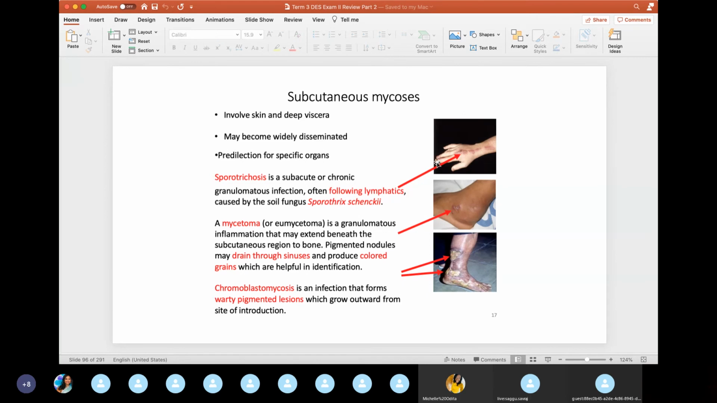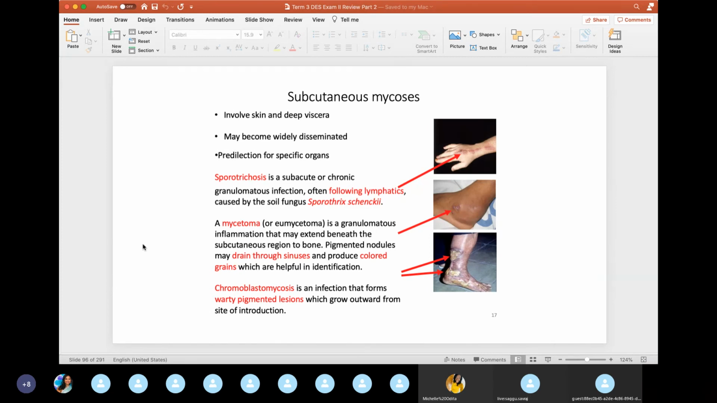And look at the image here on the right side. It follows the lymphatic system. Okay, look, it's an ascending infection. It ascends the lymphatics. Next, mycetoma. It's a granulomatous inflammation, and it has pigmented nodules that may drain through sinuses and produce colored grains. But the worst of them all is chromoblastomycosis. You have warty, pigmented lesions.